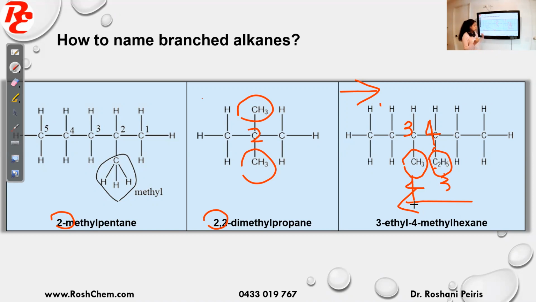I said the substituent should get the lowest number. Now in this case, both ways are giving you the same numbers. So at that time, try to give the lowest number to the group which comes first in the alphabetical order, which is the ethyl. So that's why I wrote 3-ethyl, 4-methyl, then the longest carbon chain has 6 carbons, therefore hexane.